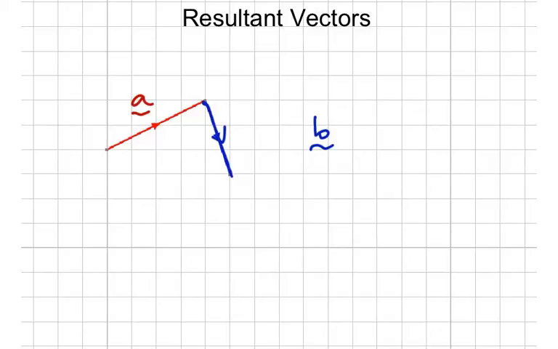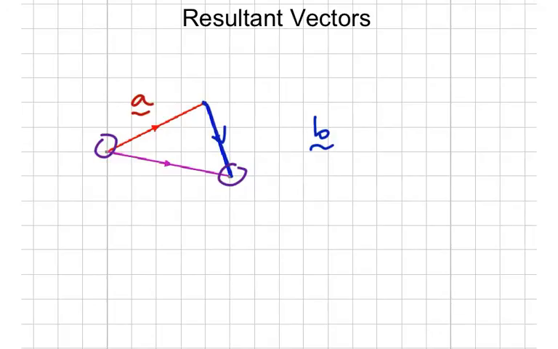Then we can create a vector that goes from the very beginning, which is here, to the very end, which is here. All we do is join them up with another vector going from there to there. We could call that pink vector C, but we don't. That pink vector is called A plus B. And that's what we do when we add vectors.